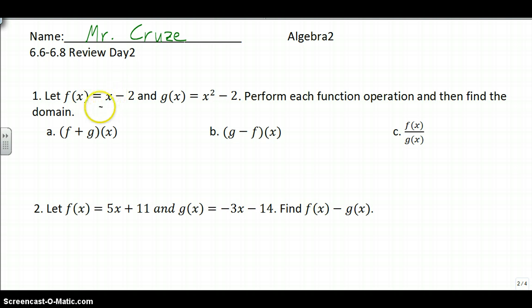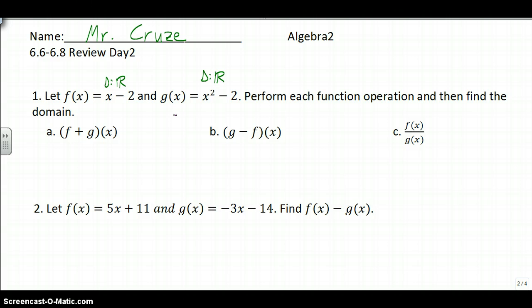This first one, they give us f of x equals x minus 2 and g of x equals x squared minus 2. They want us to perform each operation and then find the domain. Remember, you can just start with the domains of these. Are there any troubles plugging in x values there? No. So the domain of this one is all reals. Same with this one. Your only troubles are negatives under square roots and zeros in the denominator, neither of which is happening here. So any combination of them is just going to be all real numbers again.